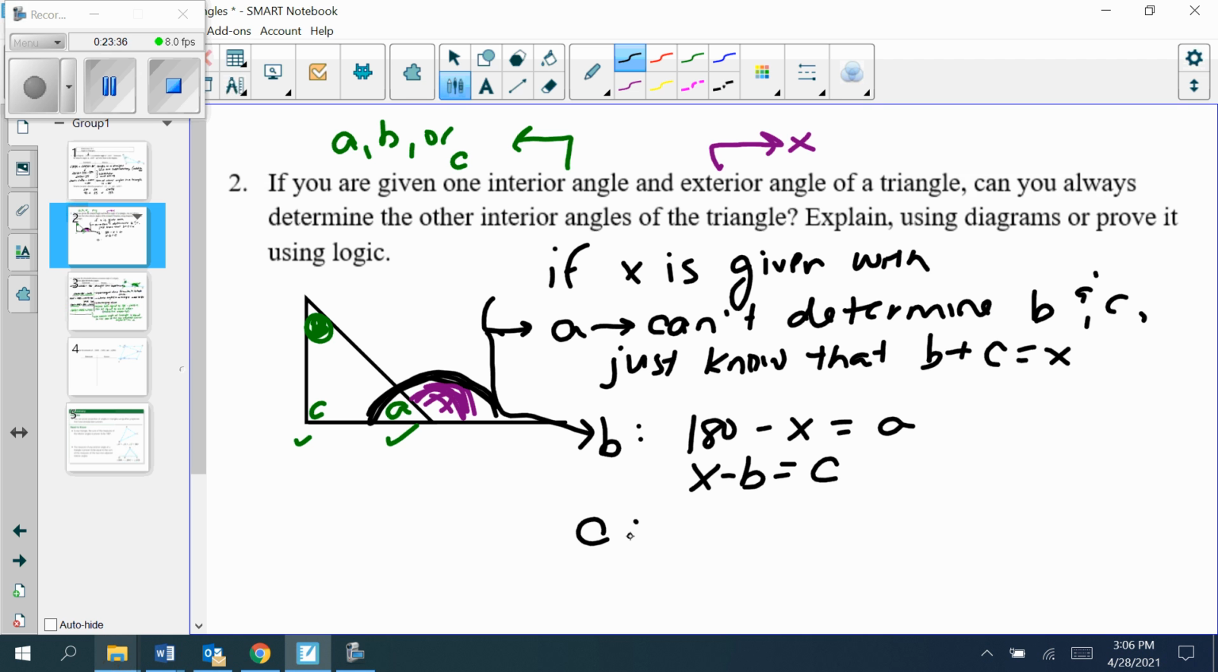If you were given C, you could figure out A, 180 minus X equals A. And we could figure out B by X minus C, because we know that the sum of B and C would be equal to X. So yes, as long as you're not just given X and A, you can figure out the rest.